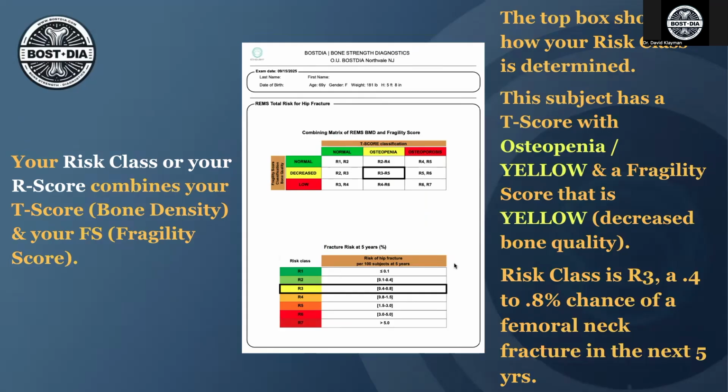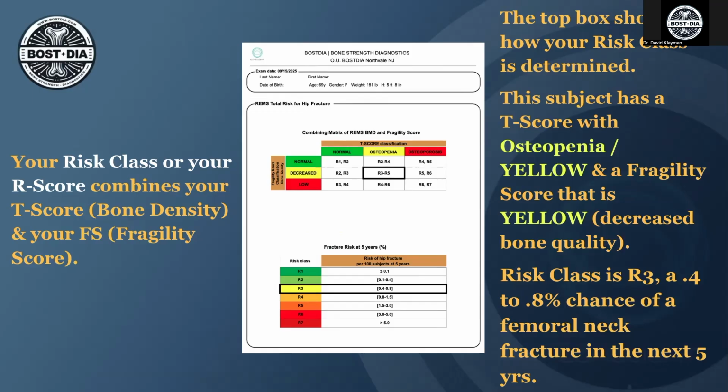On page 3, like we showed you before, we're combining the T-score and the fragility score. This person had an osteopenia T-score, so we would go down the line here from osteopenia. We would go across from the yellow fragility score that they had, and where the two yellows meet is right in the middle. This person has a risk score of R3 to R5 in their femur.